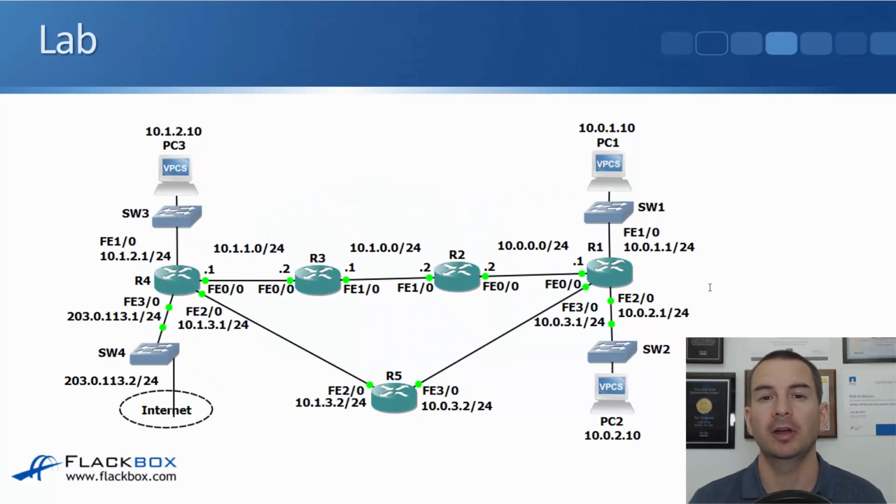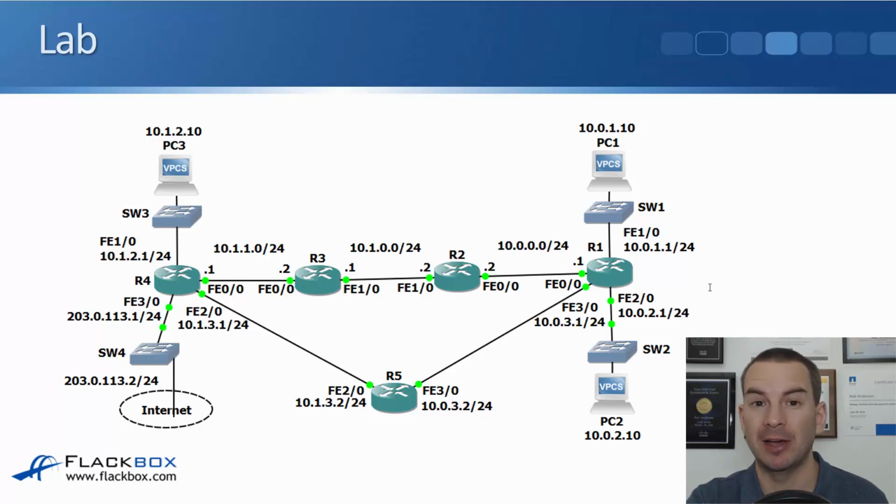In this lecture, I'm going to configure default routes and also load balancing in the lab. It's the same lab setup as before. We've got our routers R1 to R5 and our PC1, PC2 and PC3 clients. Right now in the lab, the routers have all been configured with their IP addresses, and we've got static routes between all the different subnets.